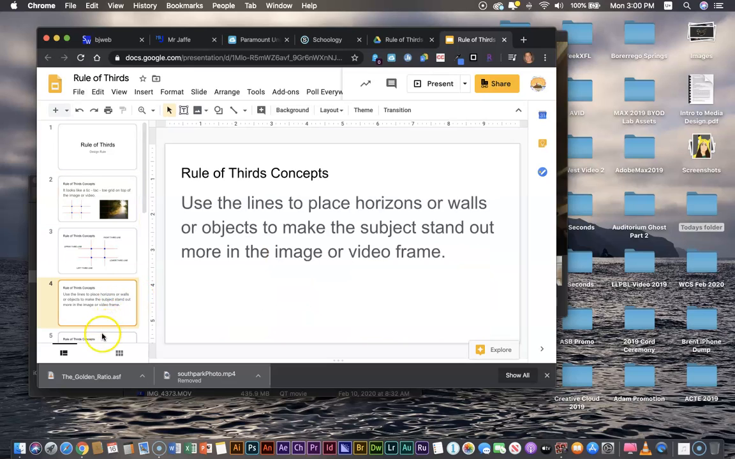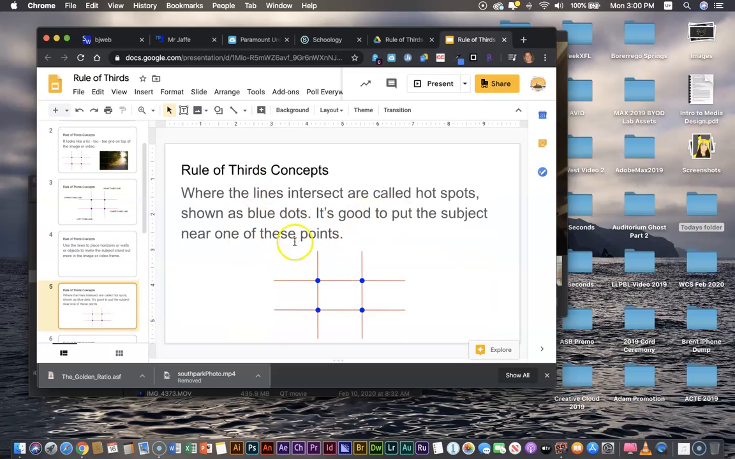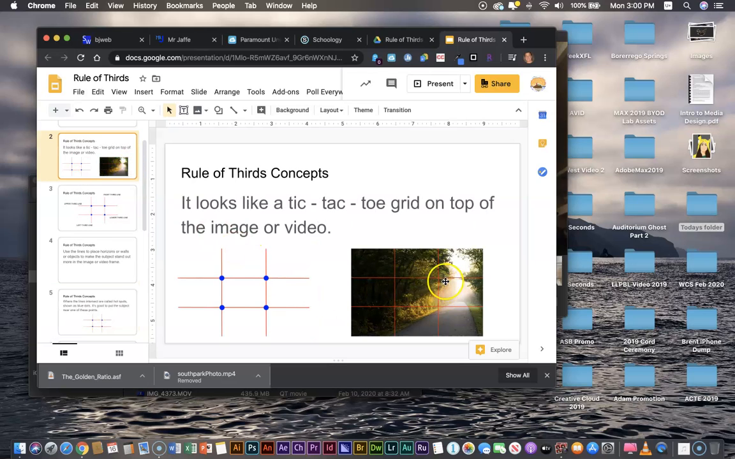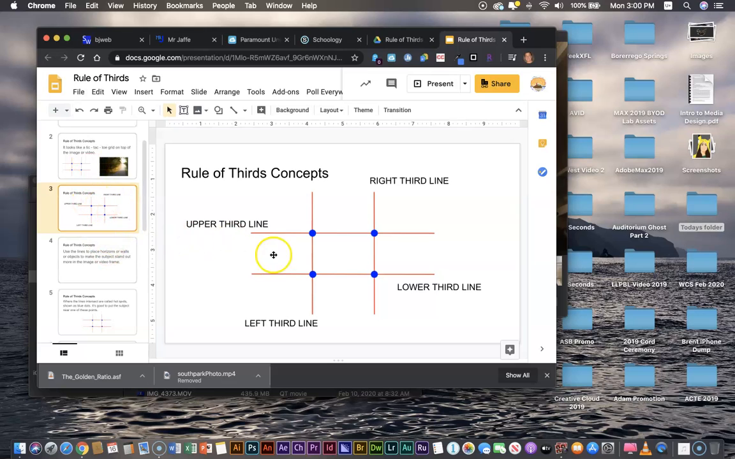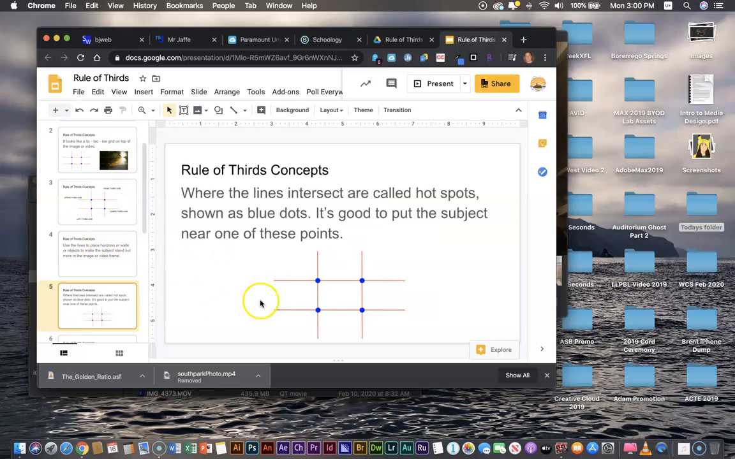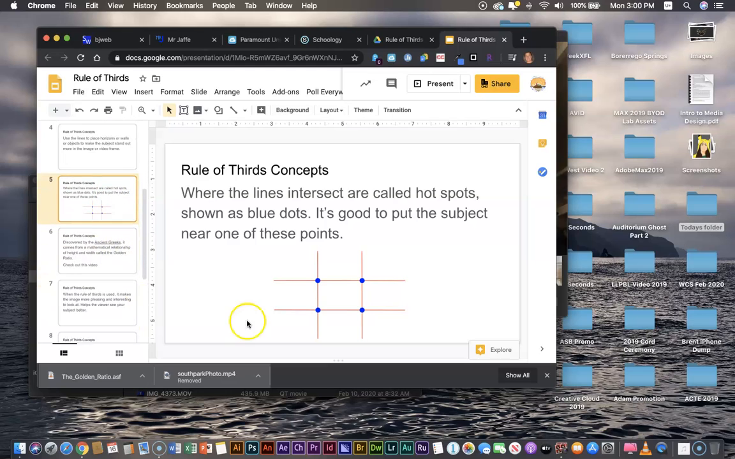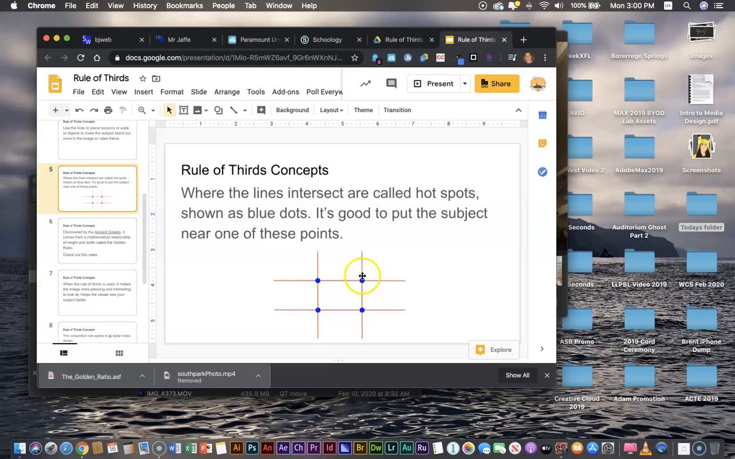Okay. There's also hotspots, and those are the blue dots where the lines intersect. You could put important things there as well. If we look here, you could see the hotspot not necessarily utilized in this picture. They use more of the lines themselves, but you certainly can also use these hotspots for important subjects to place specific things. Like maybe you have the person's face on this upper right intersection or something. All right, different things you can do with it.